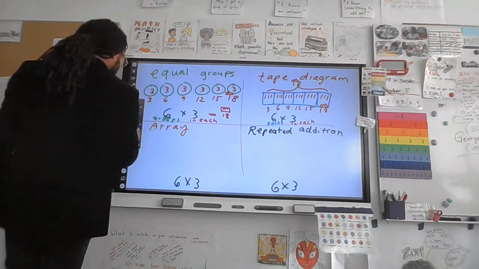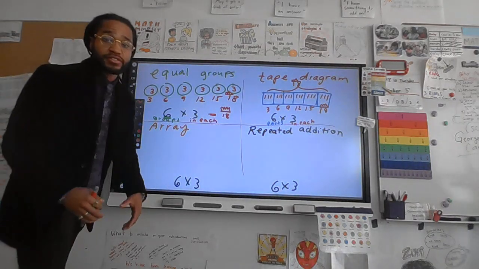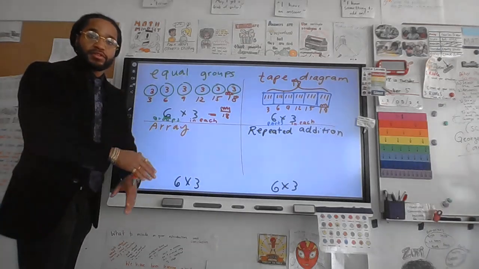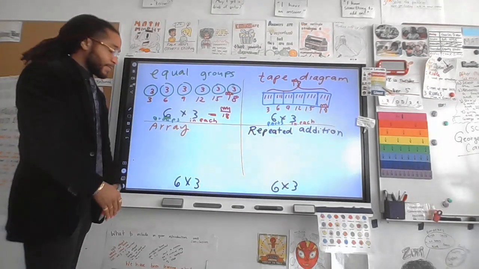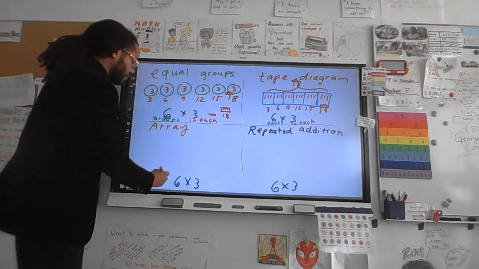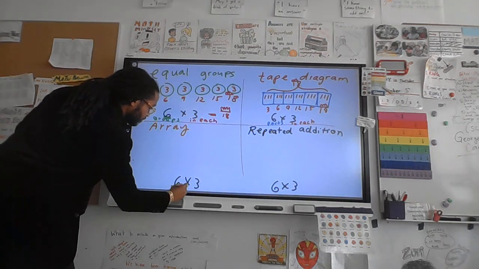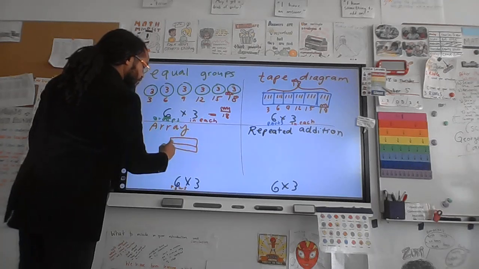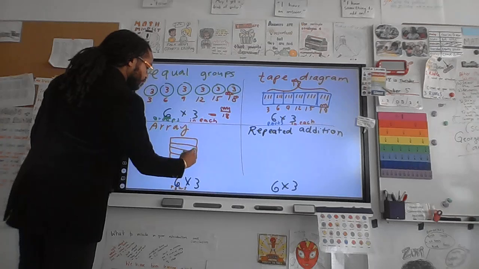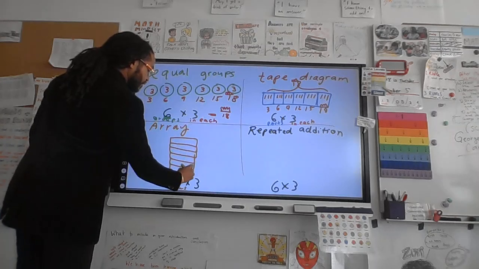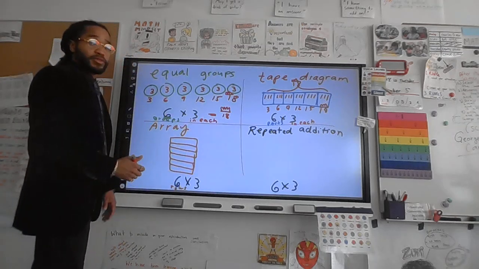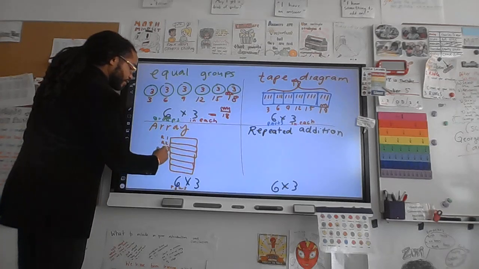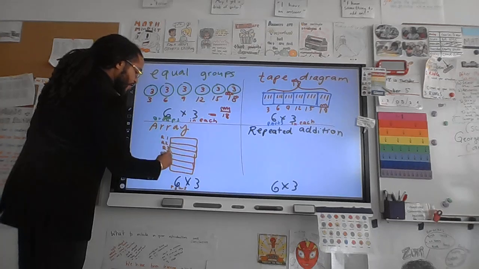Now we're going to go to array. In an array, this first factor tells us how many rows. I've had students think about going like this with rows and this with columns. All right. So first, students should know that these are rows. They'll draw their rows 1, 2, 3, 4, 5, and 6. I've even had students label their rows. So they put R1, R2, R3, R4, R5, and R6.